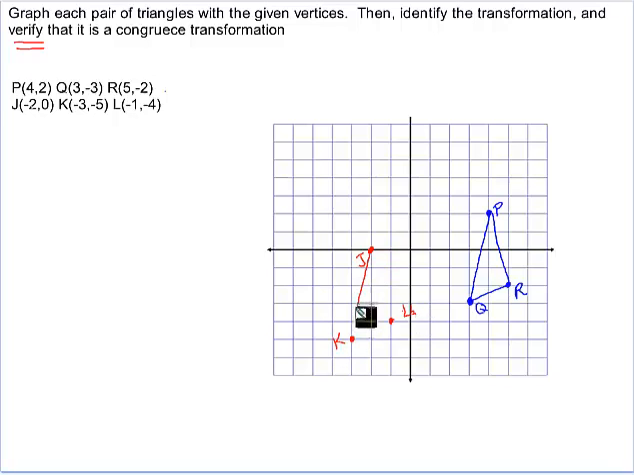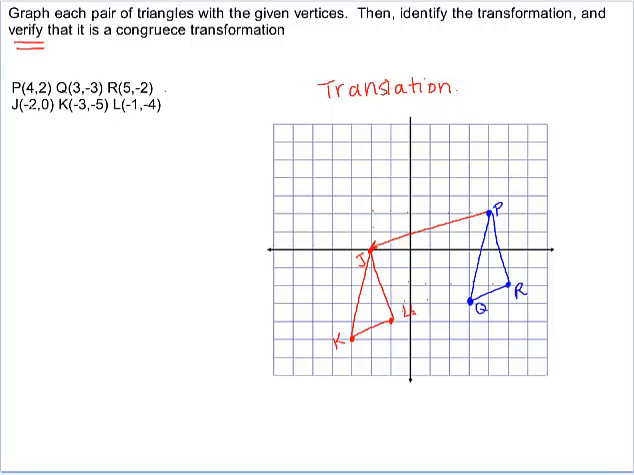So J, K, L. When we take a look at these two images, it appears as if this is a translation. It looks like we went 1, 2, 3, 4, 5, 6 to the left and 2 down. And that's consistent for all of the points. It's 6 to the left and 2 down. So this is definitely a translation.